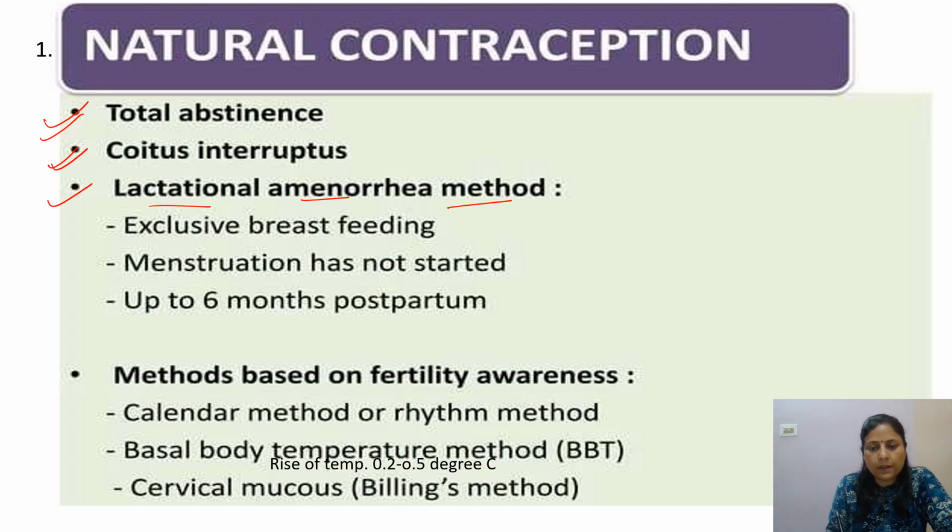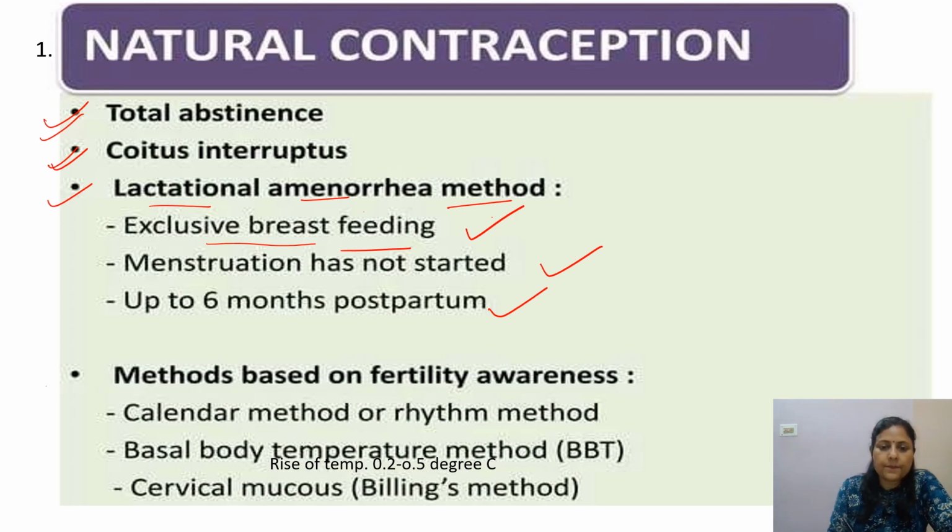Now those women who gave birth to a child, during the puerperal period, if she exclusively breastfeeds her child, it will give protection from becoming pregnant. This type of protection is known as the lactational amenorrhea method, and it applies to those women who exclusively breastfeed, whose menses has not started, up to the 6th month of the postpartum. Up to the 6th month postpartum, it will provide natural contraception.